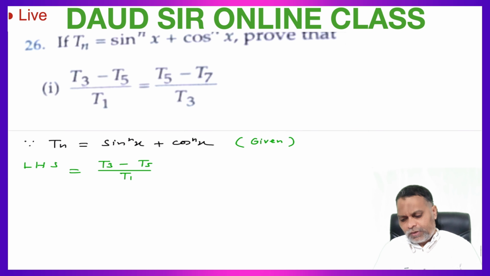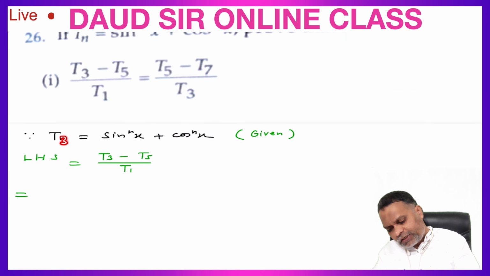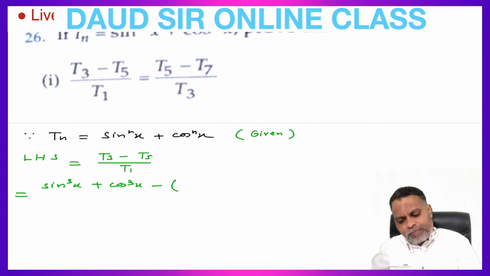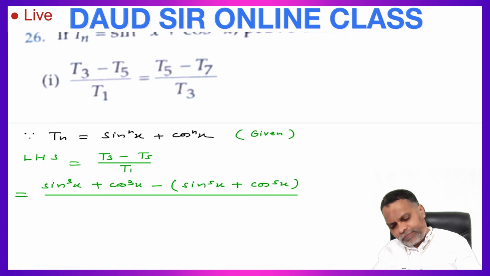So T3, put n is equal to 3 here, so this is T3, sin cube x plus cos cube x, minus T5, put n is equal to 5, sin raised to the power 5x plus cos raised to the power 5x, divided by T1, put n is equal to 1, so this is sin x plus cos x.